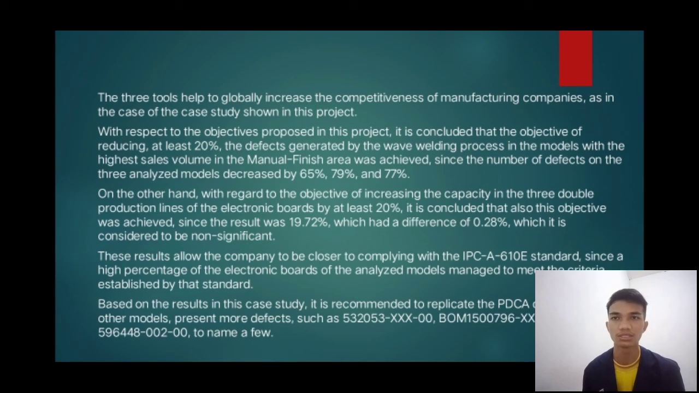65%, 79% and 77%. And on the other hand, with regard to the objective of increasing the capacity in the three model production lines of the electronic boards by at least 20%, it is concluded that this objective was also achieved, since the result was 19.72%, which had a difference of 0.28%, which is considered to be non-significant.